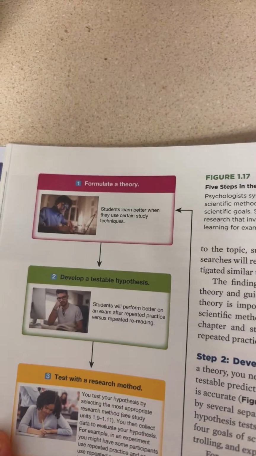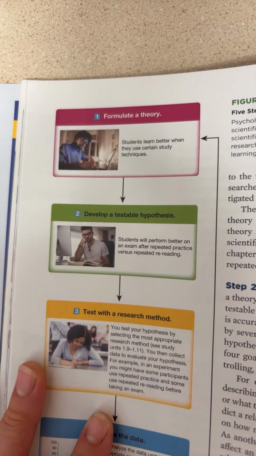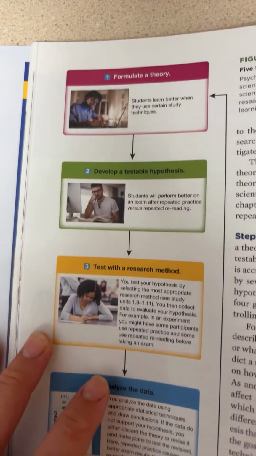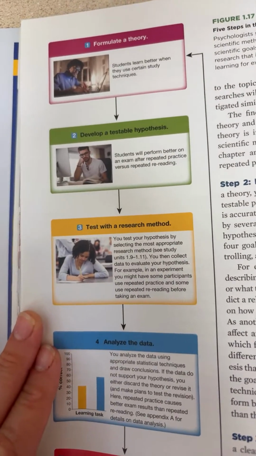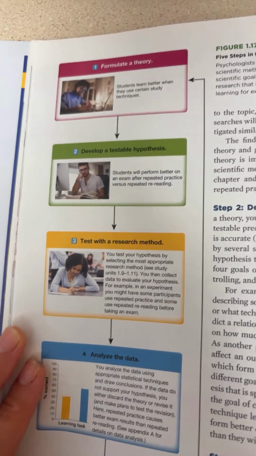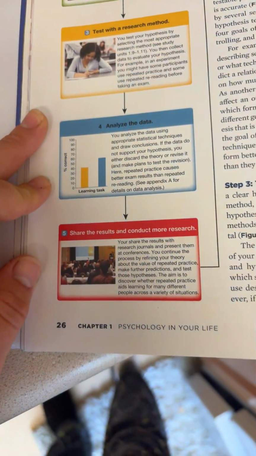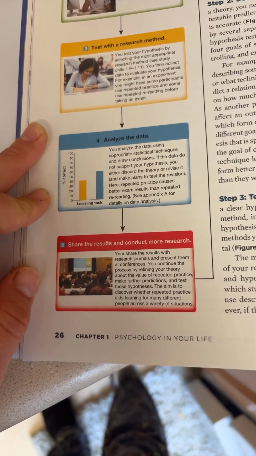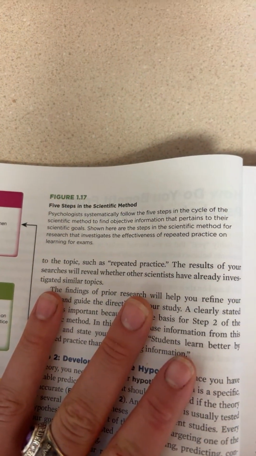And okay, so here's the first part. Formulating a theory. And then there's the next part, developing a testable hypothesis. We'll be reading all this. So I'm just telling you the basics. 3rd, test with a research method. 4, analyze the data. Share the results and conduct more research. So what we're doing here is we are learning about the scientific method. And this figure is figure 1.17.